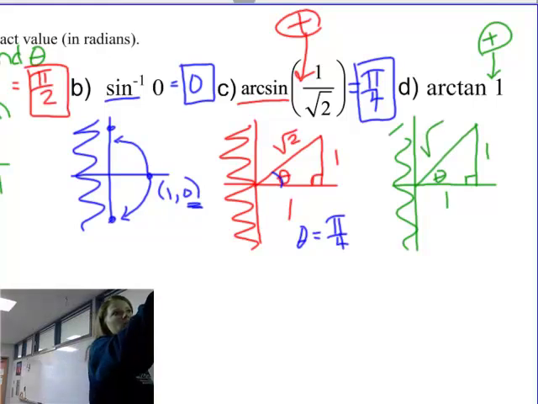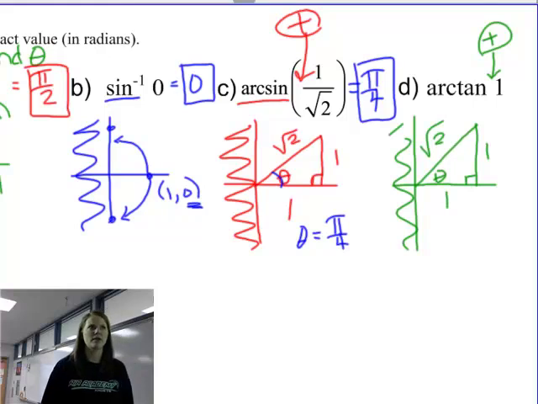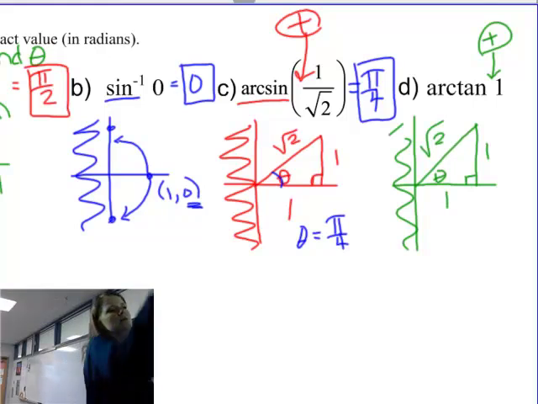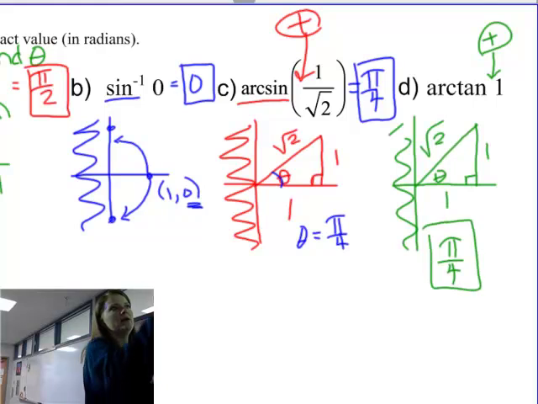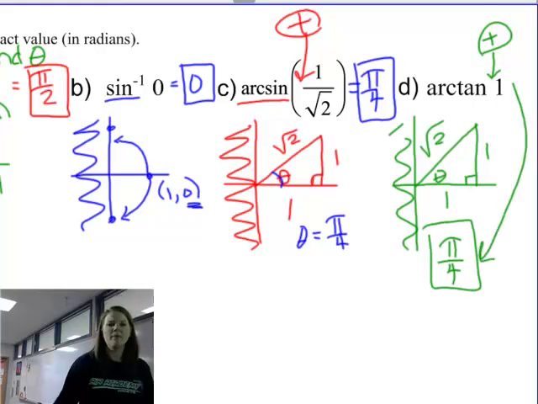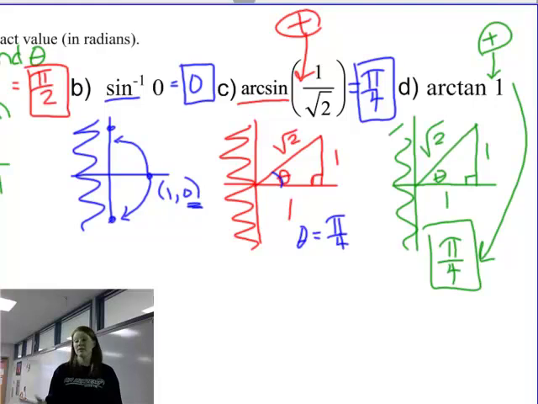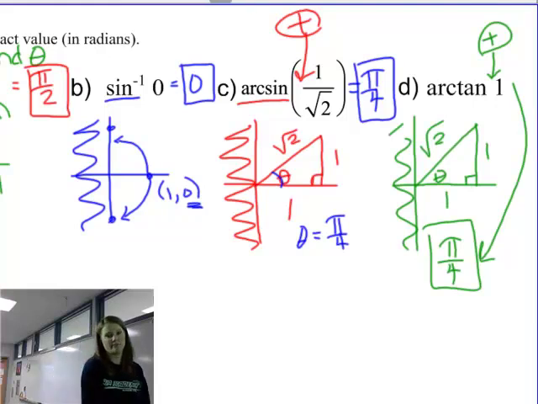So 1 over 1 is 1. This must be a root 2. Again, I'm talking about a 45, 45, 90 right triangle. Again, my answer is pi over 4. I'm out of room up there, so I'm going to write it down here. Ta-da. Remember, you are giving angle answers, and I believe we're giving all radian angle answers. All radian angles is our goal.